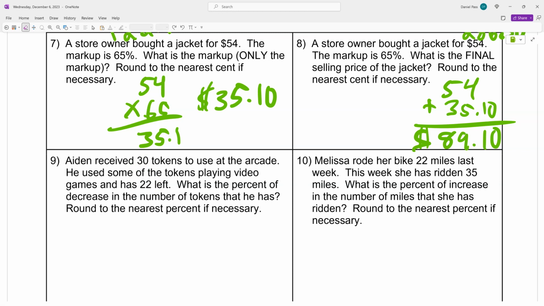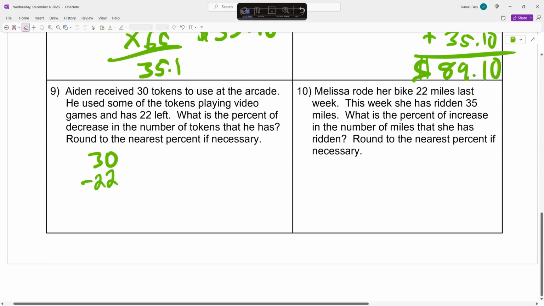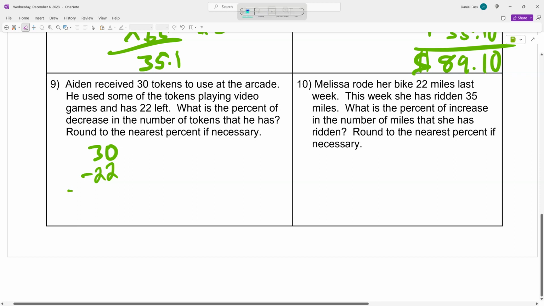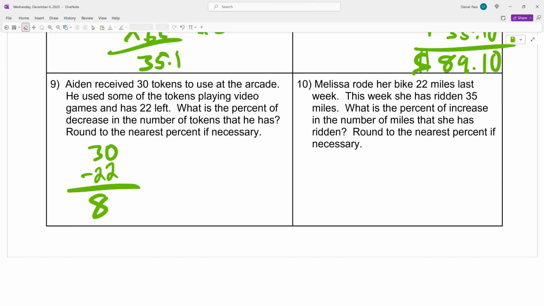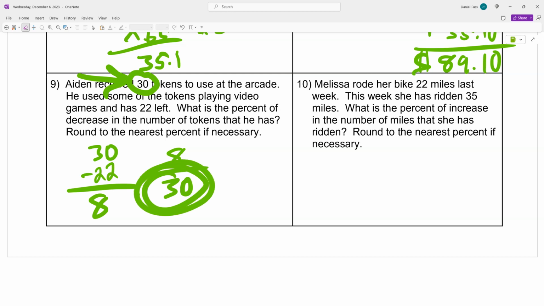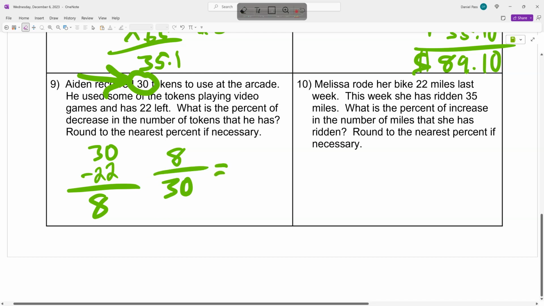8. How did we figure that out? 30 minus 22. All right. So when we subtract, we get 8. And now you have to divide by the original, whatever the first number was. Now it doesn't matter which one's bigger. So 8 over 30, but it does matter that it's 8 divided by 30, not 30 divided by 8. You have to divide by that first number. That's important.